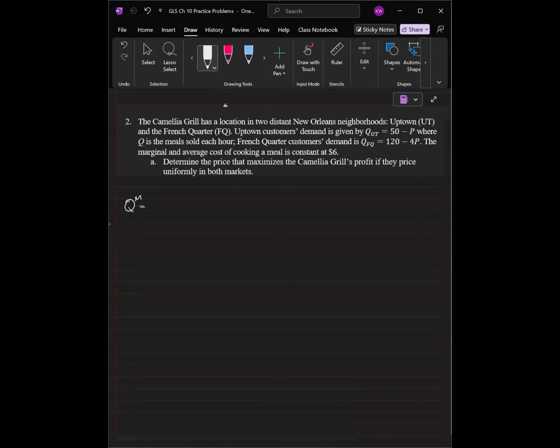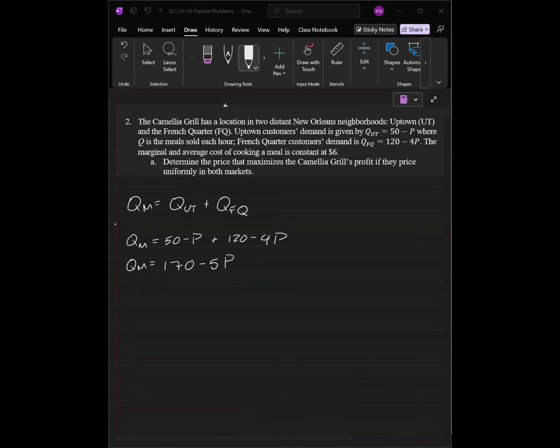So our total market demand is going to equal the quantity of meals demanded Uptown and the quantity of meals demanded Downtown, or in the French Quarter. So market quantity demanded is equal to 50 minus the price plus 120 minus 4 times the price. Combining like terms gets us market demand equal to 170 minus 5 times the price.